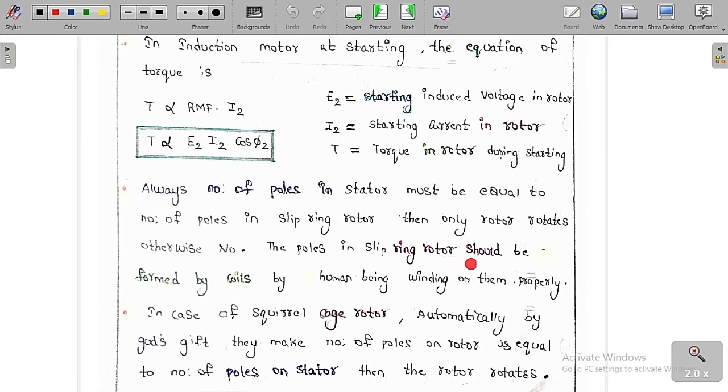The poles in a slip ring rotor should be formed by coils, wound properly by a human being. Whereas in the case of a squirrel cage rotor, automatically, by God's gift, the number of poles on the rotor is equal to the number of poles on the stator. Then only the rotor is going to get rotated.